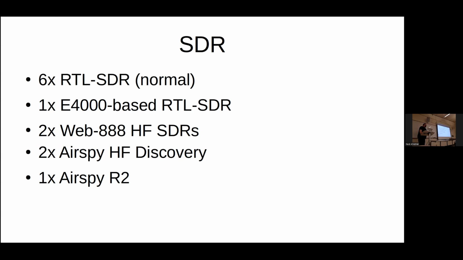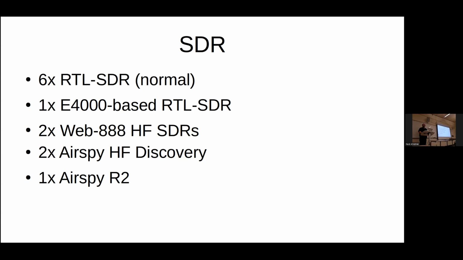I did replace the QB SDR with 2 Web 888s. It's basically the same thing. They have a Zynq processor on them instead of having a separate FPGA and BeagleBone Black. It's got a little bit more processor horsepower, a little bit more FPGA space. These have up to 12 DDC slices in them, I think. So you actually get more tuners in them, and with 2 of them, obviously twice as many tuners. So yay. A couple of AirSpy HF discoveries and an AirSpy R2.